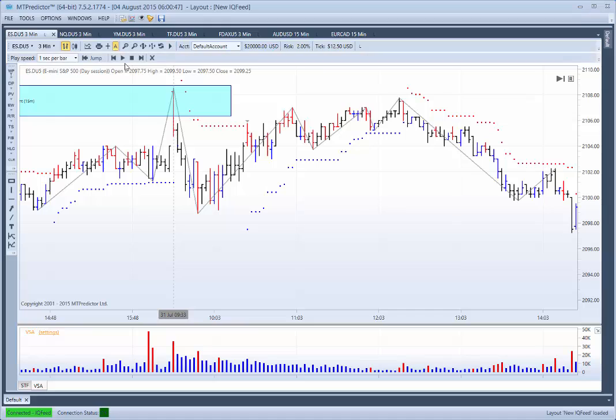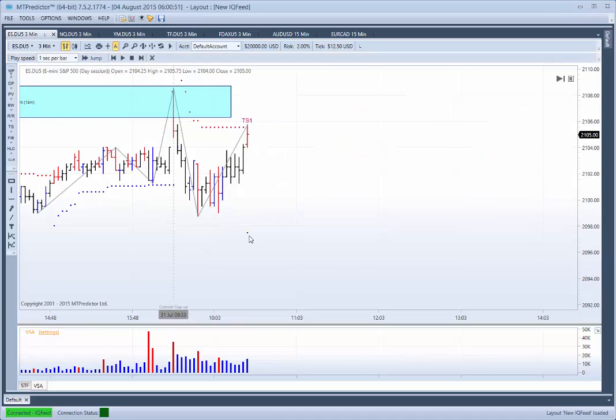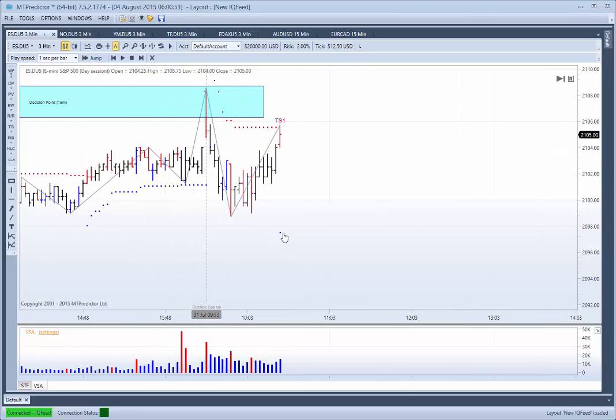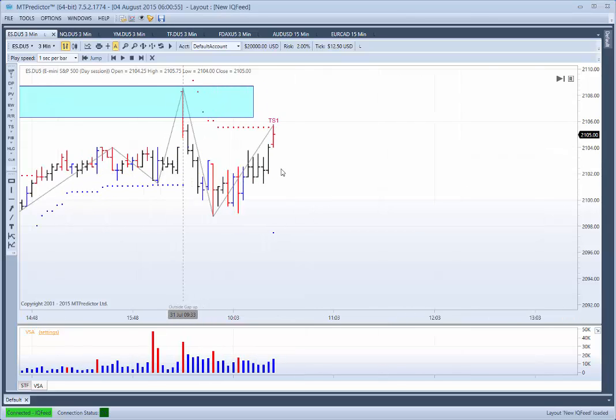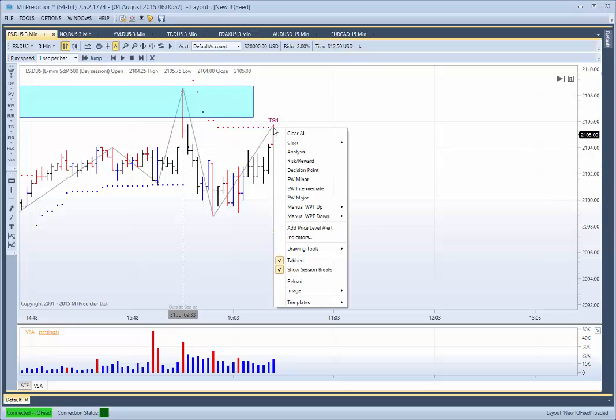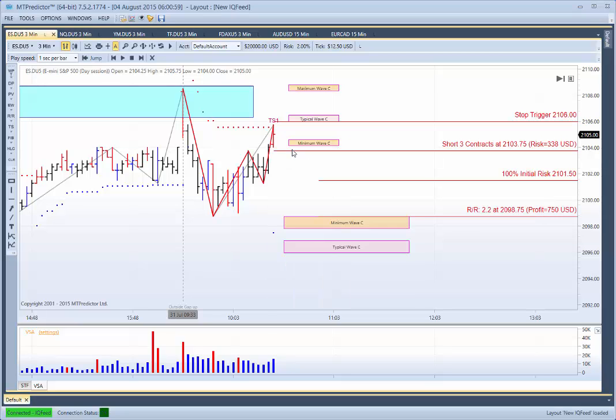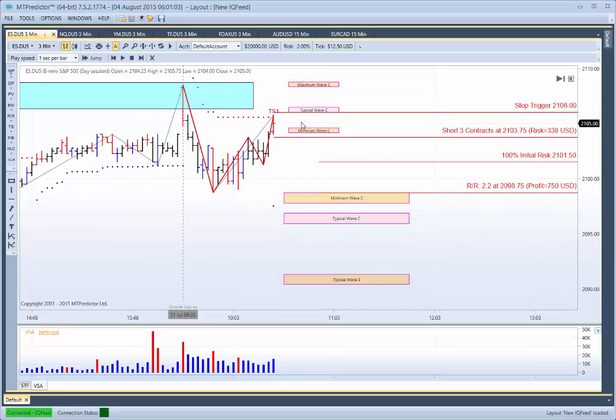If I do bar replay and I jump to this bar here, you can see that we actually had a potential TS1 trade setup highlighted. If we place the analysis on here, you can see that's our ABC correction, and because this was a potential wave 2, we'd be looking for the move into the typical wave 3 WPT, which is down here. In other words, we'd be looking for a potential 5.4R profit.